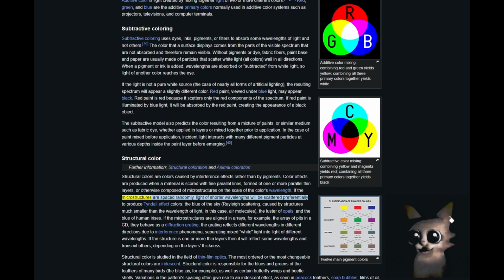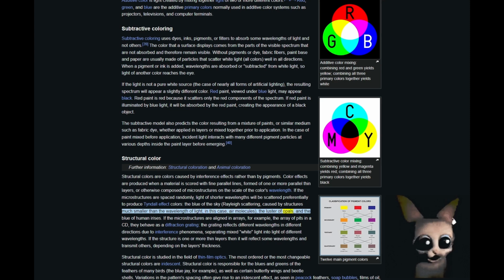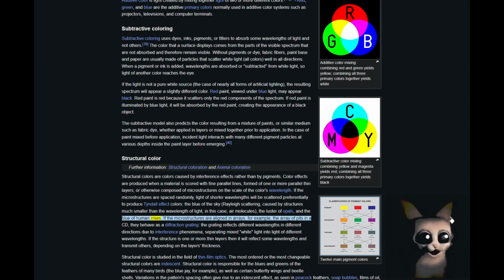If the microstructures are spaced randomly, light of shorter wavelengths will be scattered preferentially to produce Tyndall effect colors: the blue of the sky, Rayleigh scattering, caused by structures much smaller than the wavelength of light, in this case, air molecules, the luster of opals, and the blue of human irises.